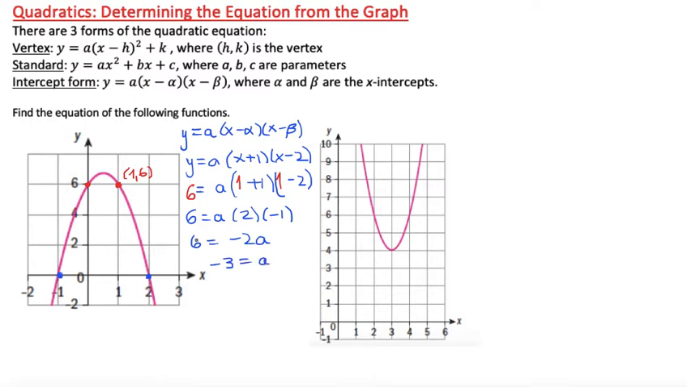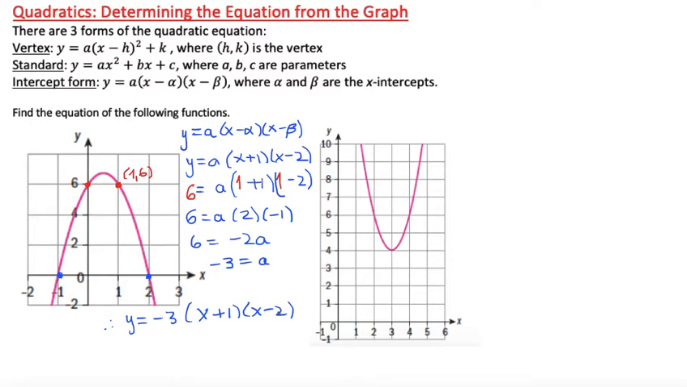Notice the good news that we got a negative a because the parabola is facing downwards, so the a value must be negative. Okay, so we have our equation now. Negative 3, x plus 1, x minus 2.